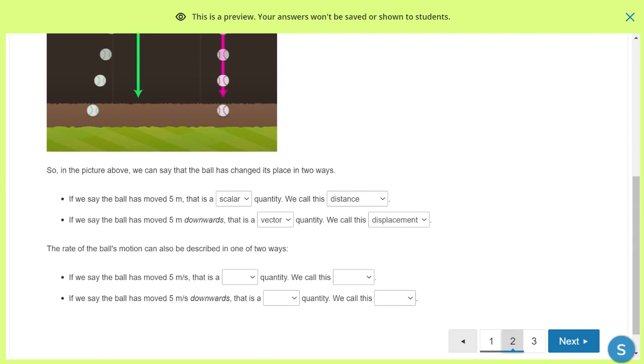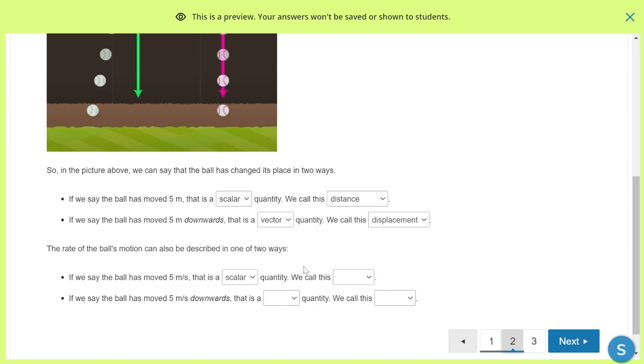Let's say we're not just looking at how far the ball moved, but also how long it takes to get that far. So we can talk about the rate of the ball's motion in terms of, say, meters per second, kind of like miles per hour. In this case, we're just saying that it's moving at 5 meters per second. We're not saying that it's moving 5 meters per second as it falls downwards, or we're rolling it 5 meters per second, or throwing it upwards at 5 meters per second. We're just saying that it's moving at 5 meters per second. We're not really specific about the direction. So this would be an example of a scalar quantity.